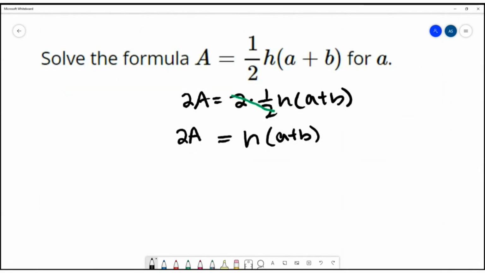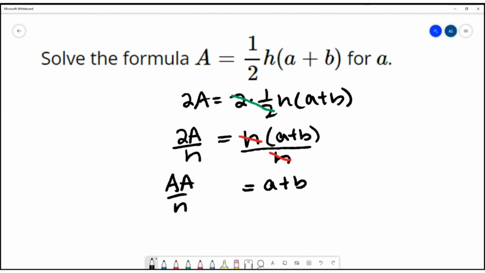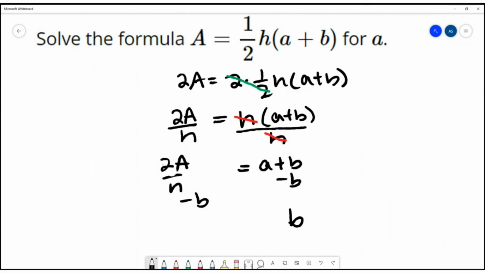This time I'll approach just a little bit different. Last time I did a similar problem, I used the distributive property here. This time I'm going to divide both sides by H. That will cancel out this multiplication by H. We have A plus B equals 2A over H. And now I'll solve for A. I subtract B on both sides, and we get A equals 2A over H minus B.